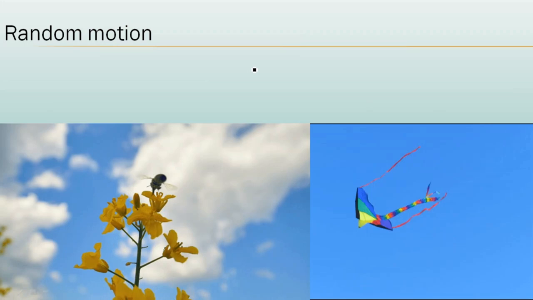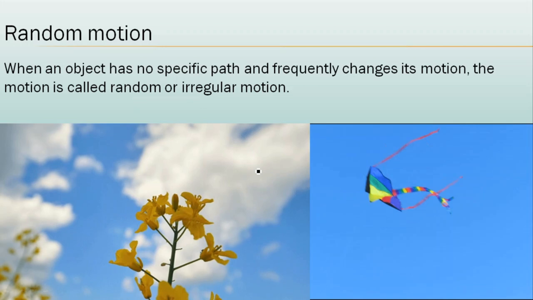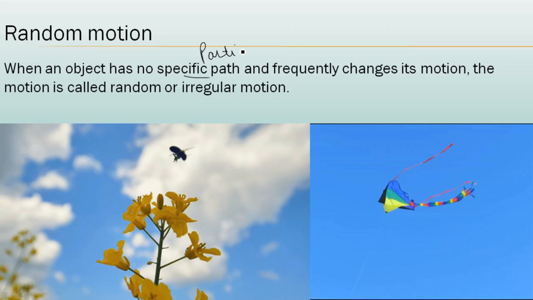Next, we have random motion. As the name suggests, random. Random means when an object does not have a specific or particular path. Specific means a particular path.